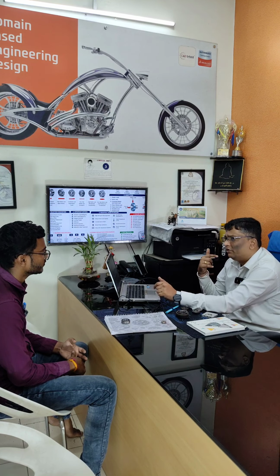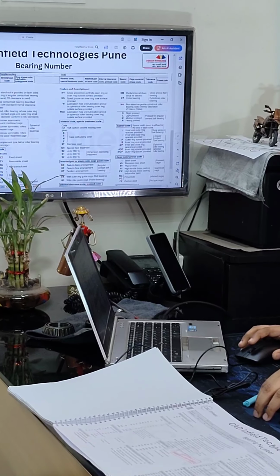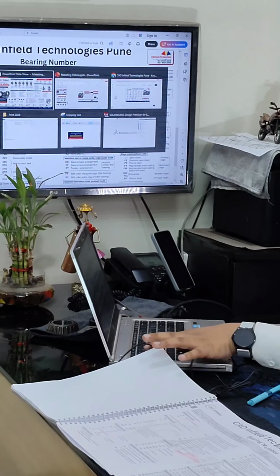When you select the bearing, you will get this chart. I think I have already given you one page, which you can open. It will give you the idea of how to select the bearing as per the requirement. Here you can see the entire page. First, concentrate on the first digit. This first digit gives you the type of bearing, whether it is a deep groove ball bearing, single row ball bearing, or taper bearing. The second page gives you the idea.